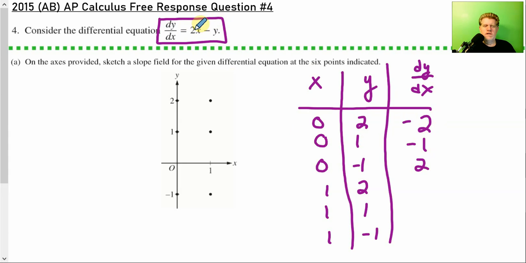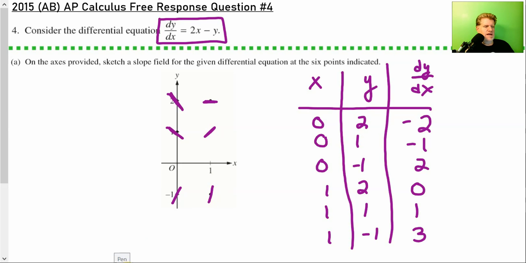2 times 1 minus 2, so that's 0. 2 times 1 is 2, 2 minus 1 is 1. And 2 times 1 is 2 minus negative 1, so we should have 3. So at 0, 2, we draw approximately a slope of negative 2, a negative 1, and a 2. At 1, 2, we have a slope of 0, a slope of 1, and a slope of, whoops, that's a little steep, but the idea is slope of 3.